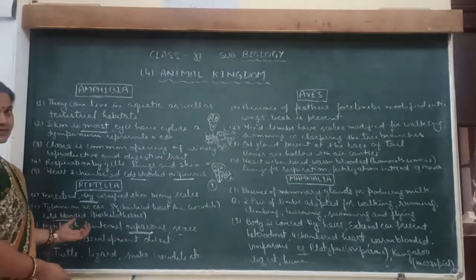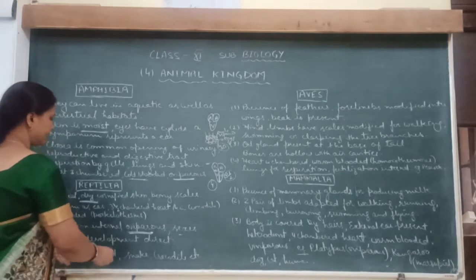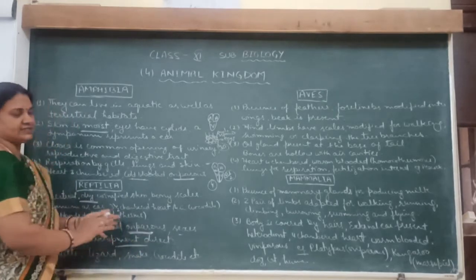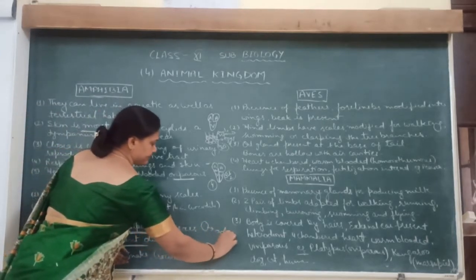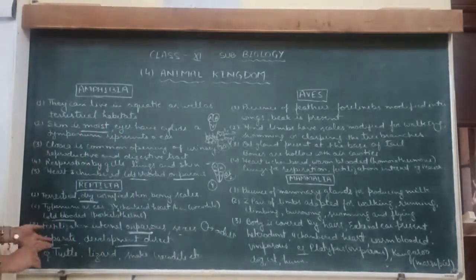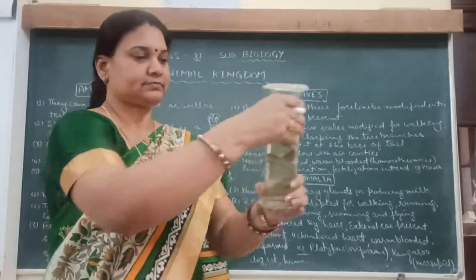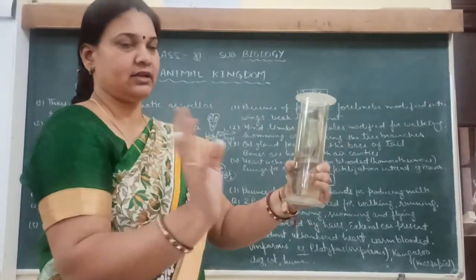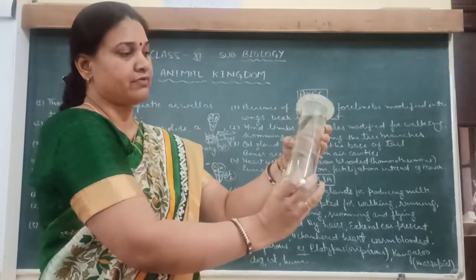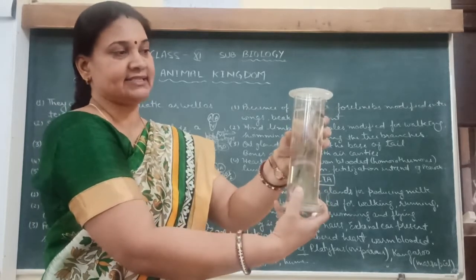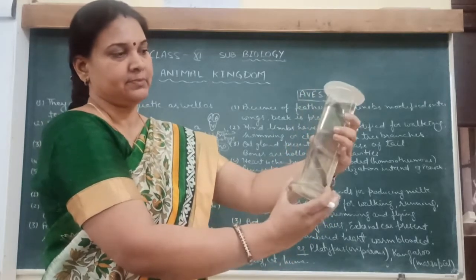Sexual dimorphism they represent, male and female are different, and development is direct. Direct development means no larva stage is present. Okay, so from the egg directly the adult will grow. For example, turtle, lizard, snake. You can see snake like this. In the turtle, you have seen the 4 limbs, but in the snake, the limbs are not present, but the bones of limbs are present, and the scales are present on the body, and these are the reptiles.